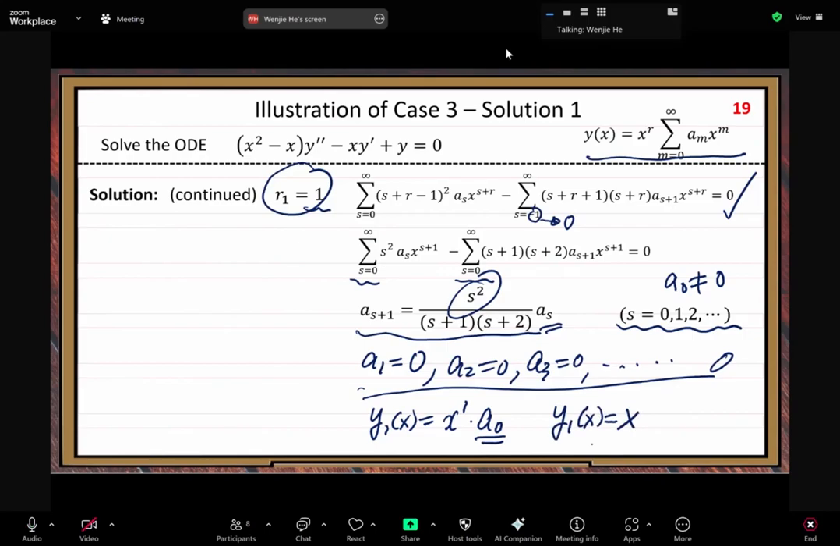That's the solution. So y1 is a nice solution. Now for y2, can we use reduction of order? Yes, we don't use power series. For this one, we also use the reduction of order method. We run out of time, so let me stop right here. So we finish this topic, Part B.